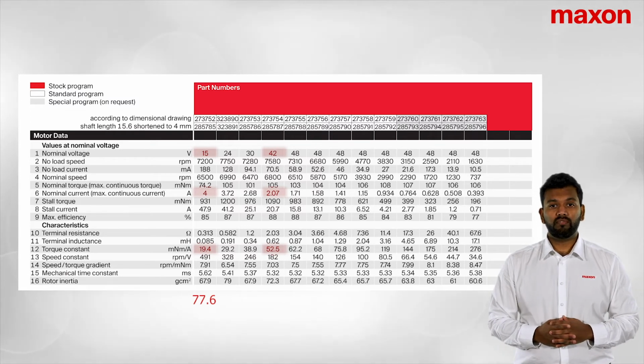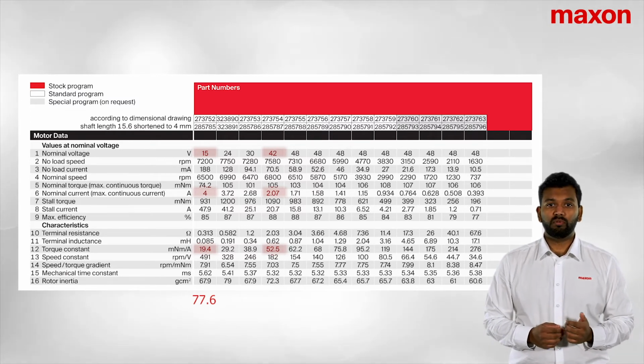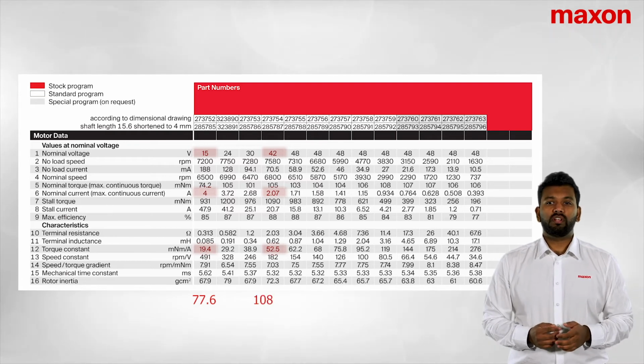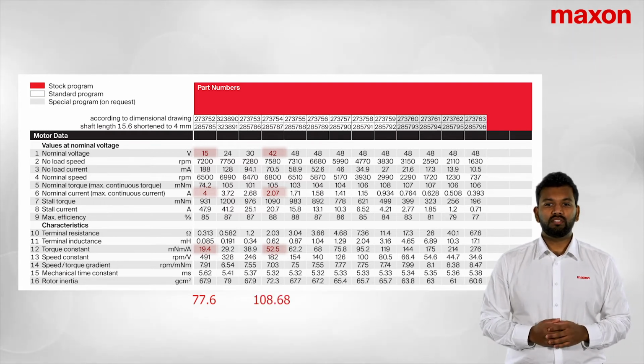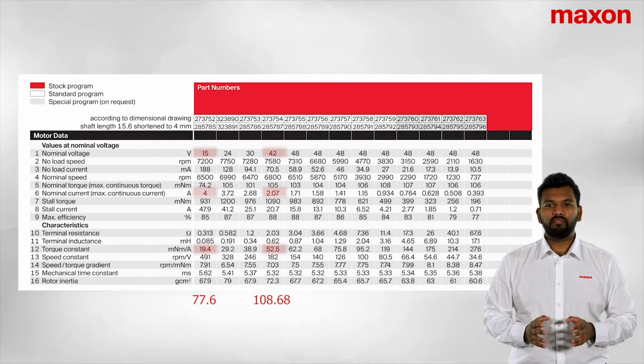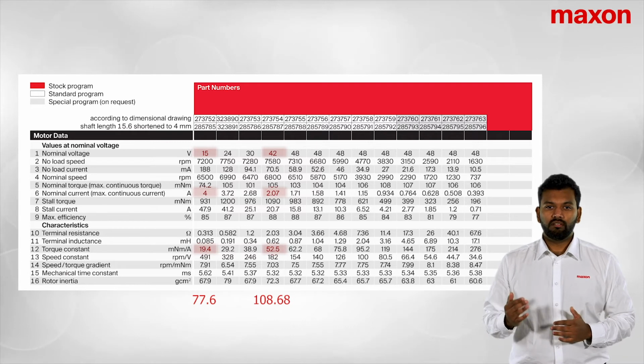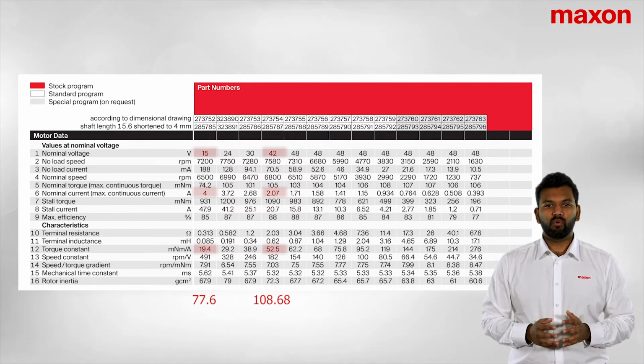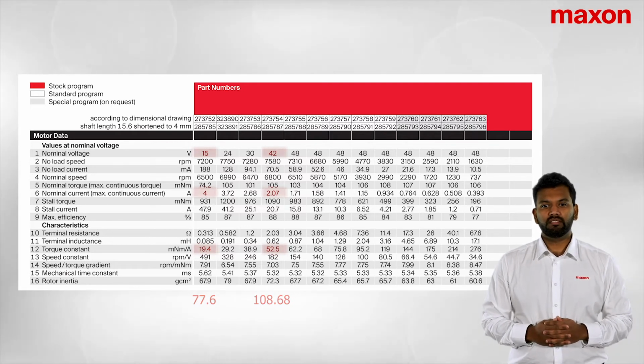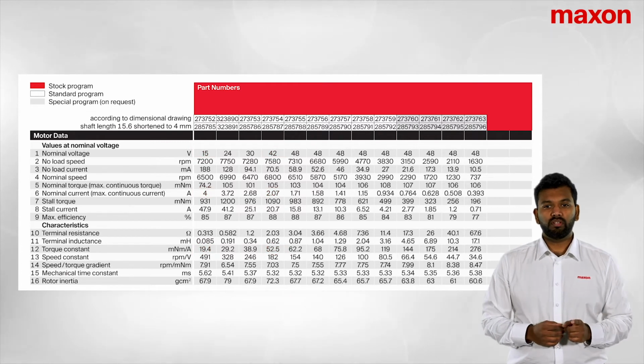And then if we do the same for the 42 volt, which would be 2.07 times 52.5, that will give us 108.68. So you can see from here, they're roughly the same. And then if you look along the datasheet, you can see the torque ratings are more or less the same for all the windings.